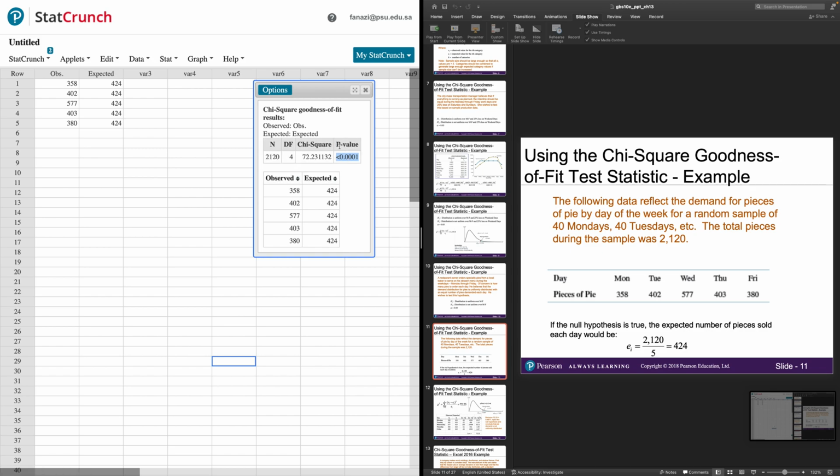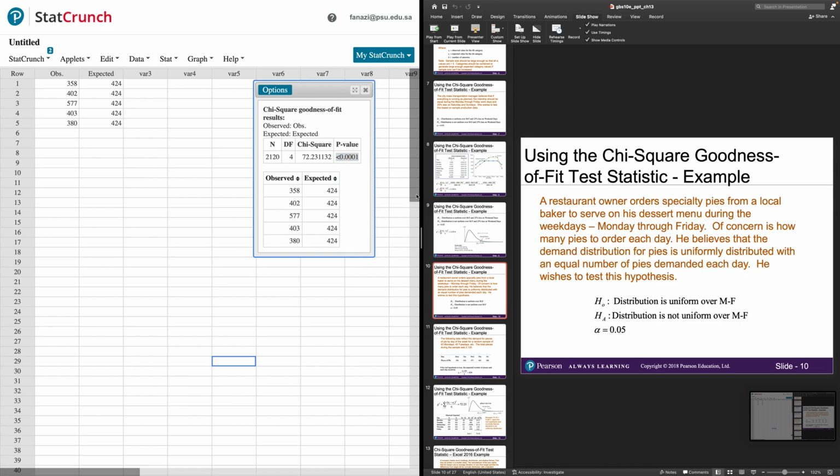So we can compare the p-value with alpha. We can say that the p-value here is less than alpha, so we reject the null hypothesis. Or we can compare the chi-square test with the chi-square alpha. How do we find the critical value? How can we find chi-square alpha?